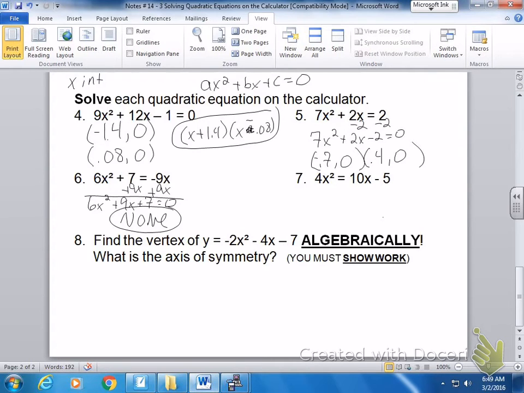All right, guys, let's go to the next one. Again, this isn't all on the same side. I like to keep my x squared positive, so I'm going to subtract 10x and add 5 to both sides. So now I have 4x squared minus 10x plus 5 equals 0. So I can go ahead and open up my solutions if I have them. Let's throw this one in our calculator.